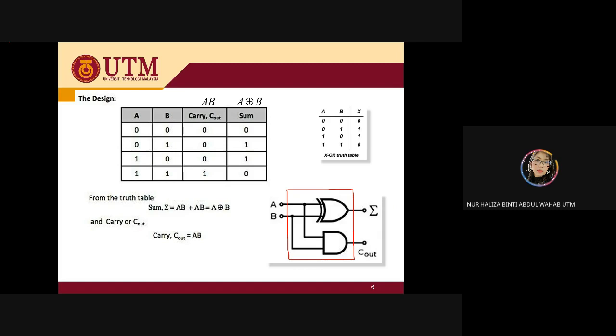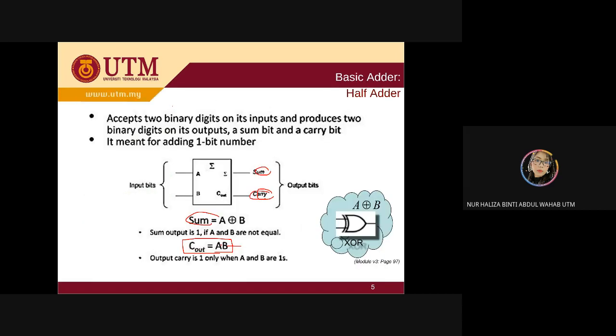If you can see here, because you have only one bit for half adder, there are several things that you need to know. Sum output is 1 if A and B are not equal. This is the situation for your exclusive OR. So as long as you remember the scenario for exclusive OR, then you know. Similar to AND gate, you're going to get 1 only if both are 1. So this is the condition for AND gate.